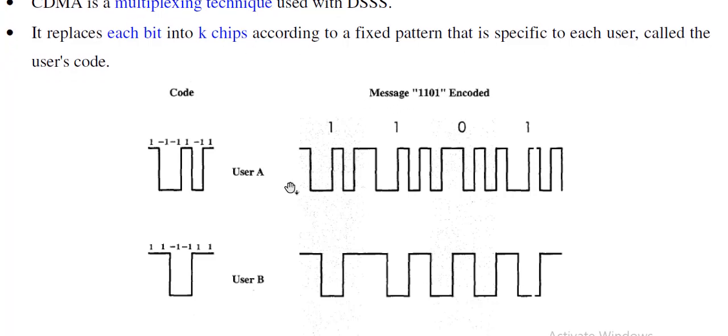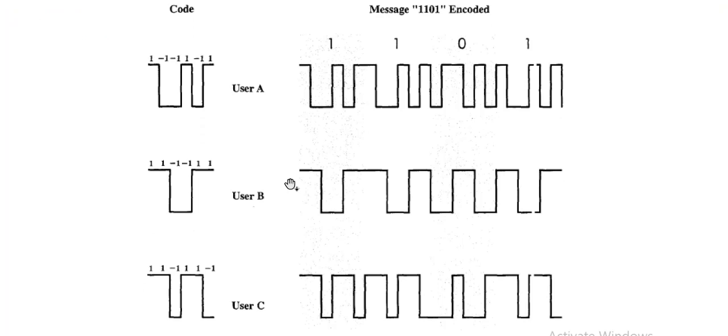So we have different users, as you can see here. We have user A, B, and C, and each user has his code. This is the code of user A, user B, and user C. And now for each one of them, we will spread the bit over its code. We're going to give codes, and those codes have a mathematical property. They are orthogonal. And these codes are going to be used to spread the bits.